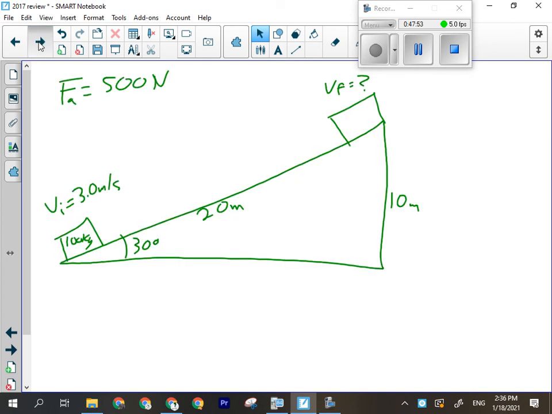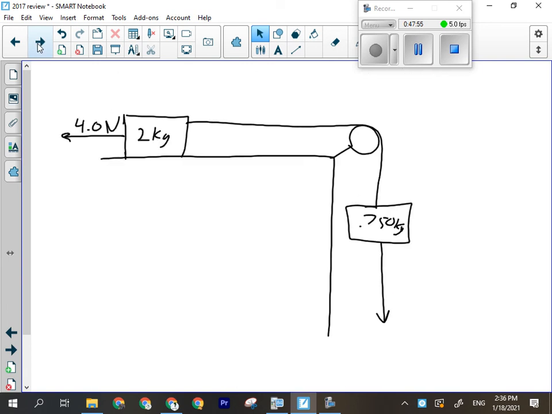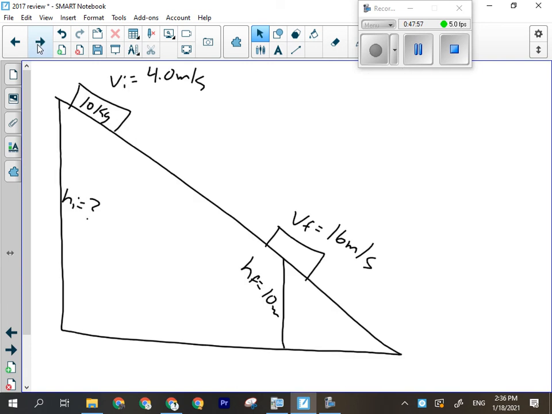Conservation of energy. Got one for that too. There's your conservation of energy question. Never mind. Take it back.